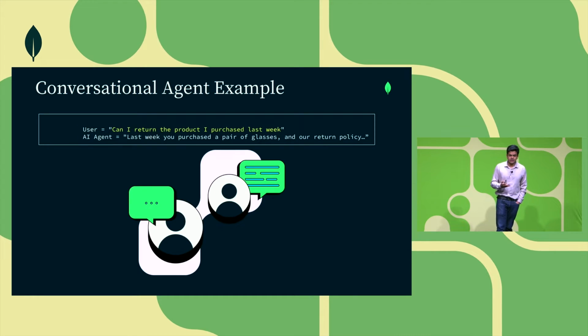In this case, can I return a product that I purchased last week? That's a question that the user asks the chatbot. And now the AI agent is supposed to disambiguate a bunch of things here: what customer it is, what product they bought, using their product catalog, and then figure out what the return policy is for that specific category of product.